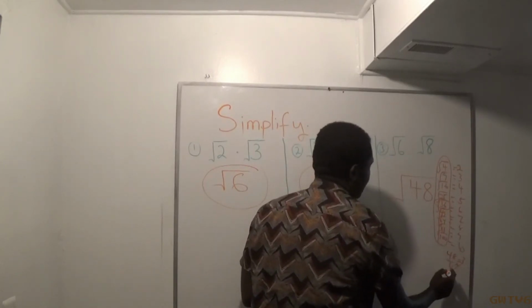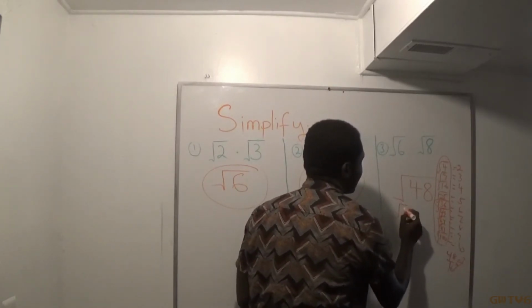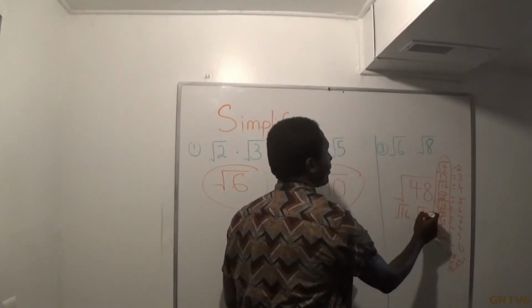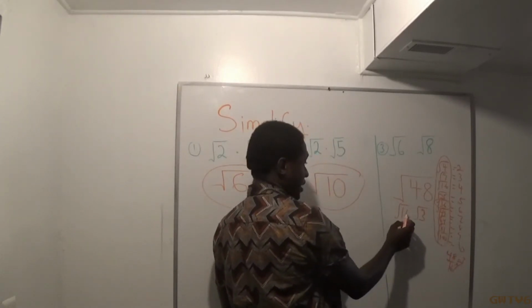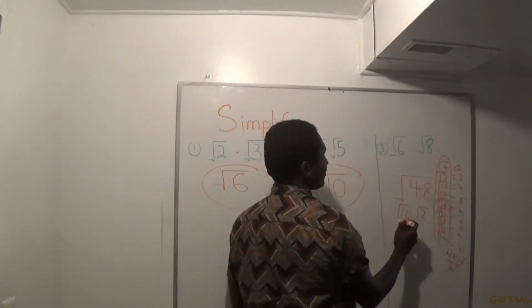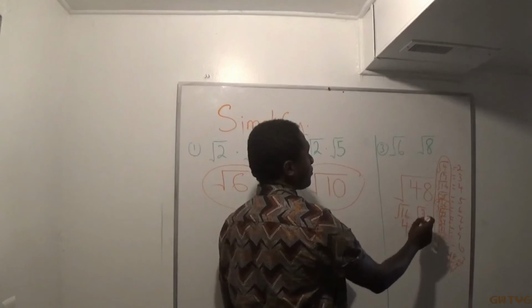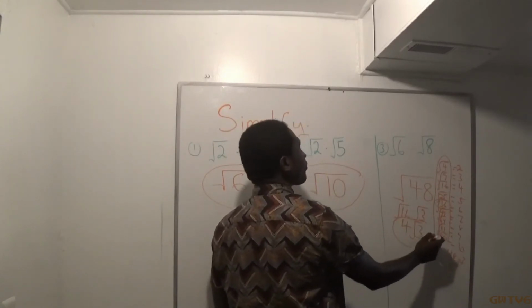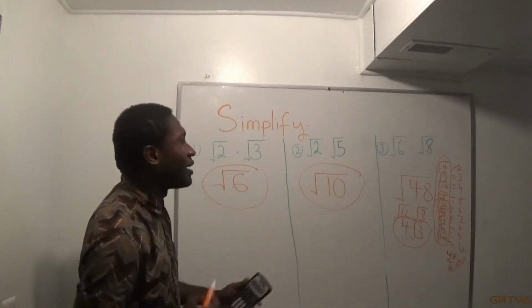So I got square root of 16 times square root of 3. So one of the numbers is a perfect square like I wanted. And square root of 16 is 4. And then I just bring down my square root of 3. So 4 square root of 3 will be my answer.